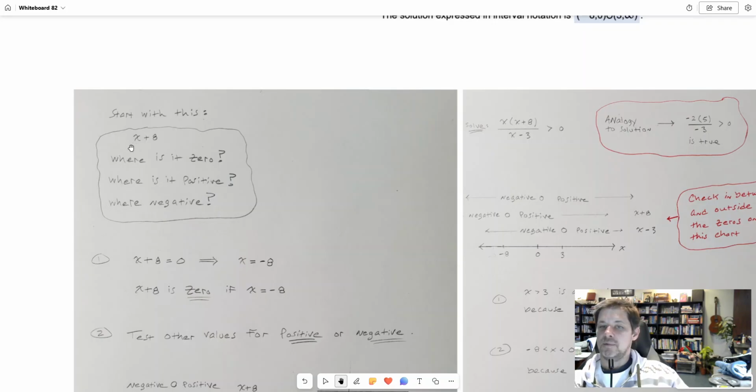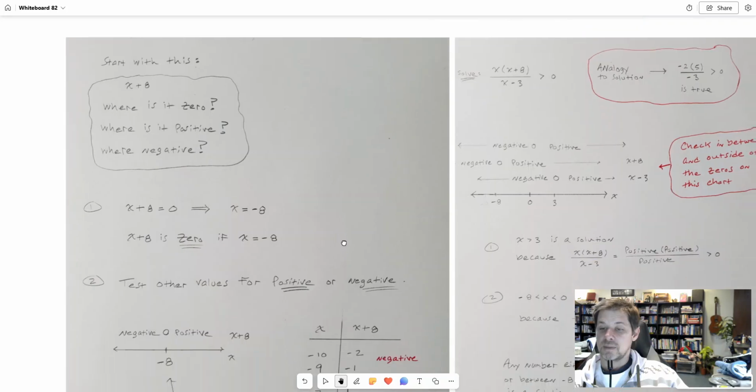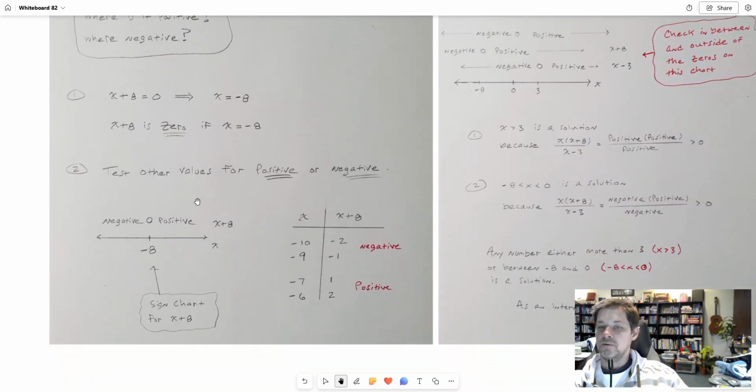Now, what about the rest of it? Where is this going to be positive versus negative? Now, the good thing about this is those values are predictable. They're not random and they're not unexpected. Here's what we can do. If I know that x plus 8 is 0 if the x is negative 8, then I know that it's positive and negative everywhere else, okay? Because there's only 3 choices. Any number in the world is going to be negative, positive, or 0. Those are your options. So I know it's 0 at negative 8. So all I have to do is test other values to see if it's positive or negative elsewhere.